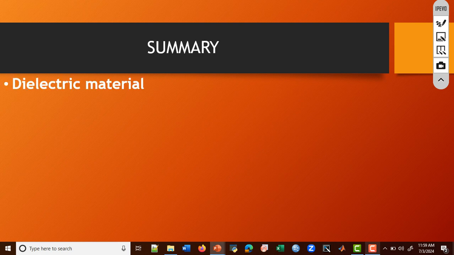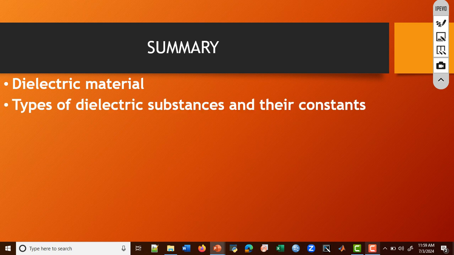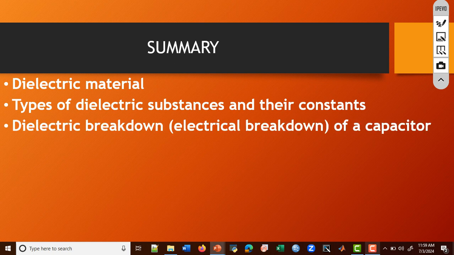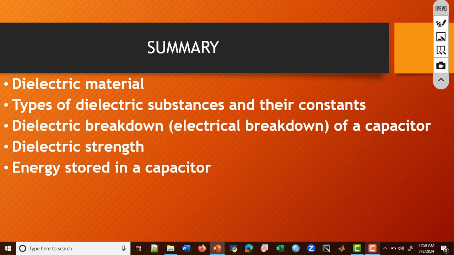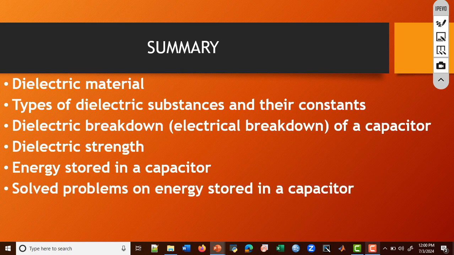In this lecture, we are going to be considering dielectric materials or dielectric substances, types of dielectric substances and their constants, what is meant by dielectric breakdown or electrical breakdown of a capacitor, dielectric strength and energy stored in the capacitor, and then we solve mathematical problems on energy stored in the capacitor. Let's get started.